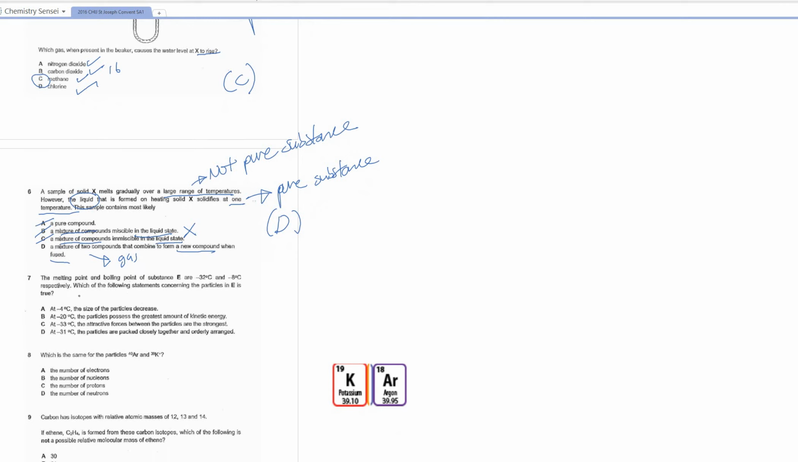For question 7, the melting point and boiling point of substance E are minus 32 degrees Celsius and minus 8 degrees Celsius respectively. Which of the following statements concerning the particles in E is true? At -4 degrees Celsius, the size of the particle decreases. This is incorrect. Temperature does not affect the size.